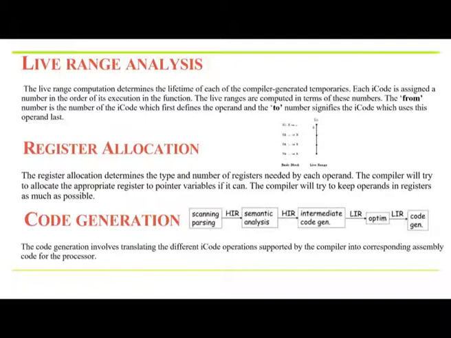For example, when the compiler runs out of registers, it will check to see if there are any live operands which are not used or defined in the current basic block being processed. If any are found, then it will push that operand and use the registers in this block. The operand will then be popped at the end of the basic block. Last is code generation. The code generation involves translating the different I-code operations supported by the compiler into corresponding assembly code for the processor.